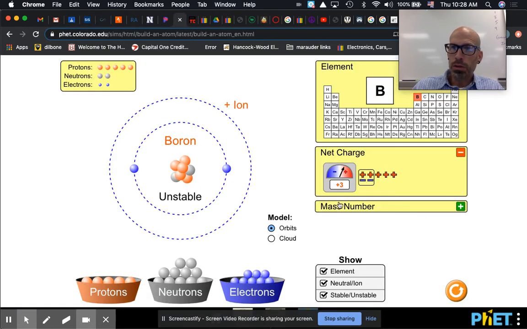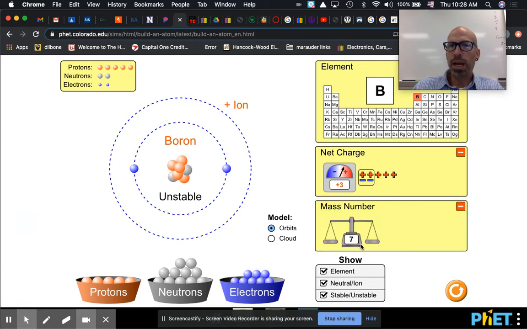So I see mass number here. So let me drop that box down. It says we have 7 right now. Well, what do you think that is? If I do this, it went up 1. If I do this, it went up another 1. If I do this, it went up another 1. I keep putting neutrons in, it keeps going up 1 every time.